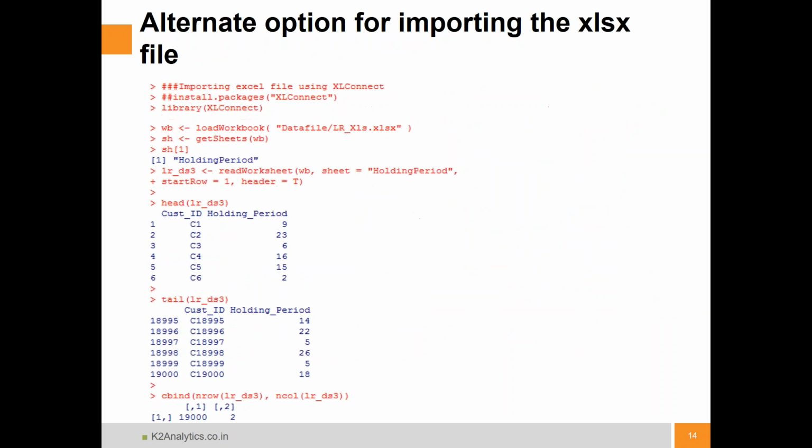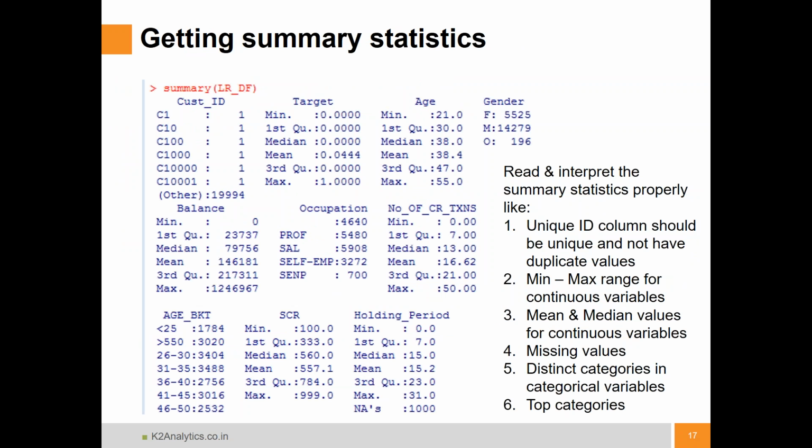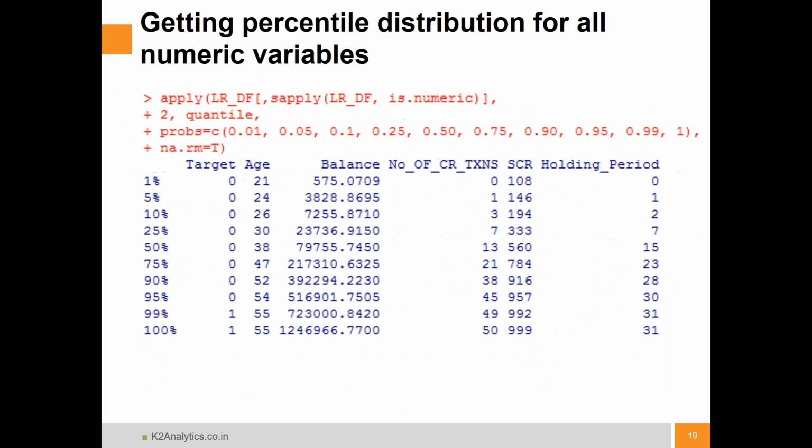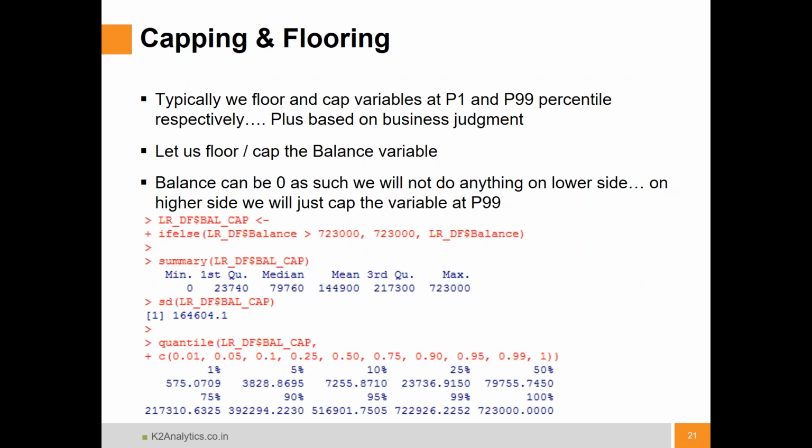First step, we created our data set for building the model. After having created the data set for building the model, we first do exploratory data analysis. We try to understand the data. So we executed summary, quantile, some of these basic functions. We have to do some outlier treatment. So we try to find outliers and do capping, flooring. We have to do missing value imputation. So those are the things which we did.